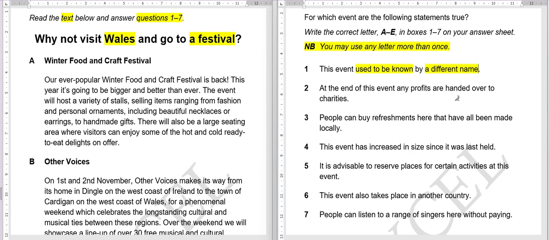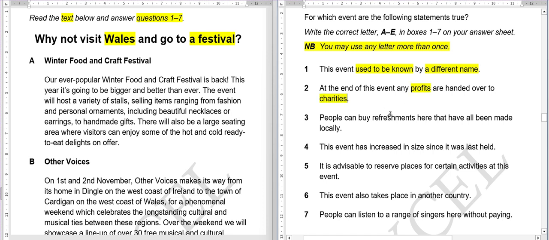Previously it was known as XYZ, something like that. So the old name will be discussed. So in that paragraph we will write that paragraph as our answer to question number 1. Clear?